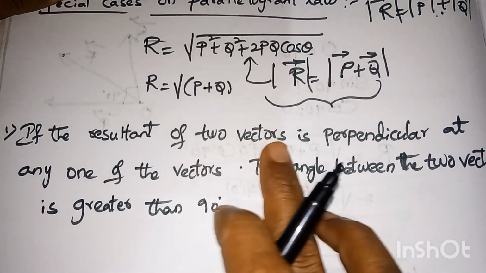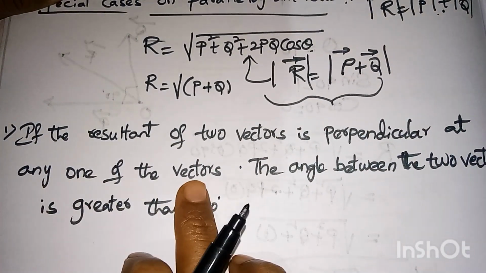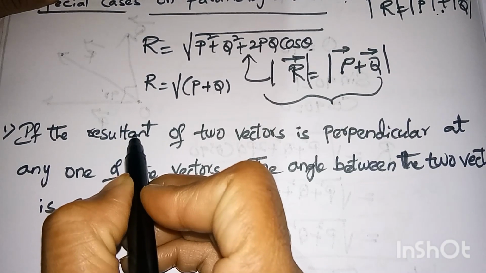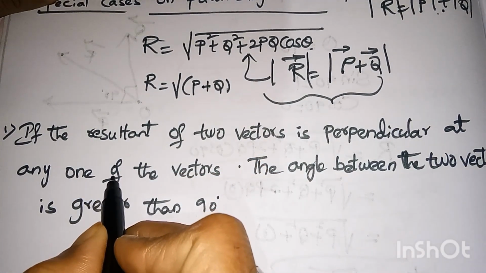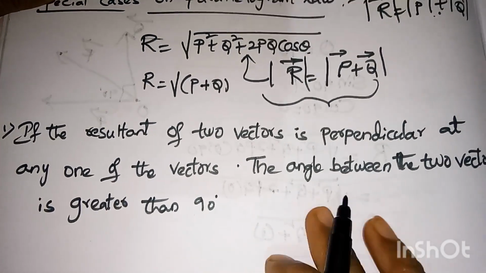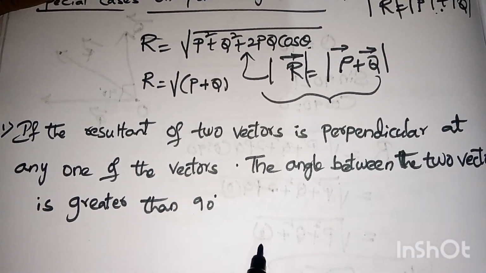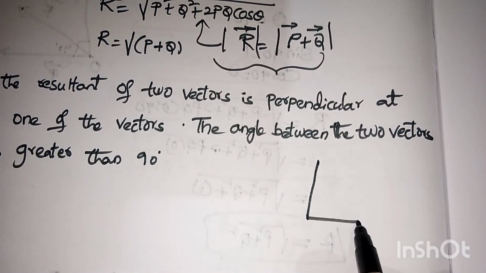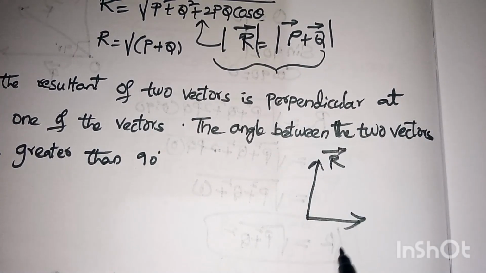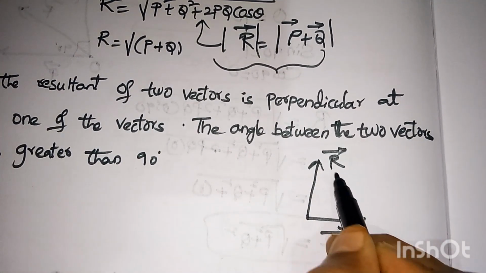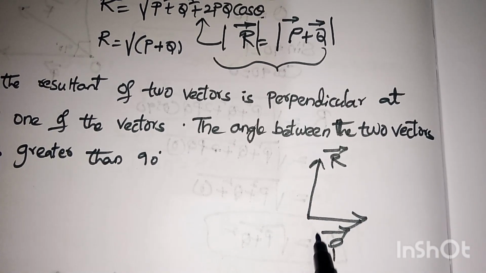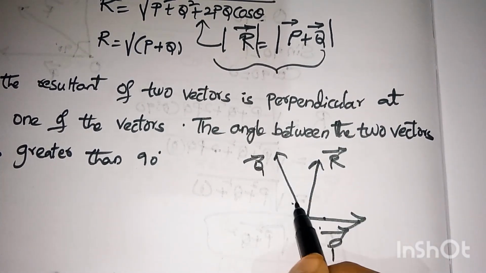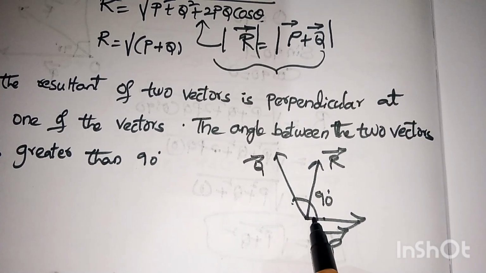If the resultant of two vectors is perpendicular to any one of the vectors, the angle between the two vectors is greater than 90 degrees. For suppose the resultant is perpendicular to P bar, the first vector. Say this is the resultant and this is P bar. Here the resultant is perpendicular to the first vector. Then the angle between the two vectors, that is Q bar, will be greater than 90 degrees.